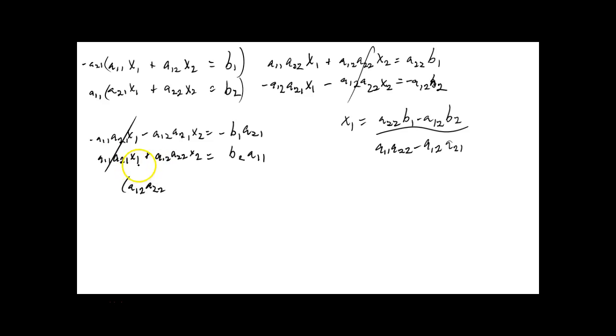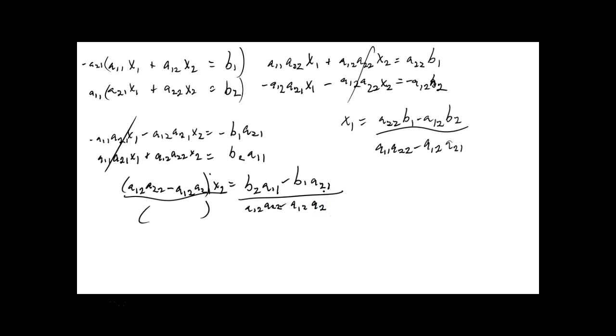That's the numerator one because that's positive, minus A12 A21. Both of those are multiplied by x2, and that's equal to B2 A11 minus B1 A21. And again, divide by this coefficient here, the parenthetical thing. I'm not going to write it down, but I will write it here: A12 A22 minus A12 A21. These will cancel out because they're the same thing. And this gives you what they got for x2.